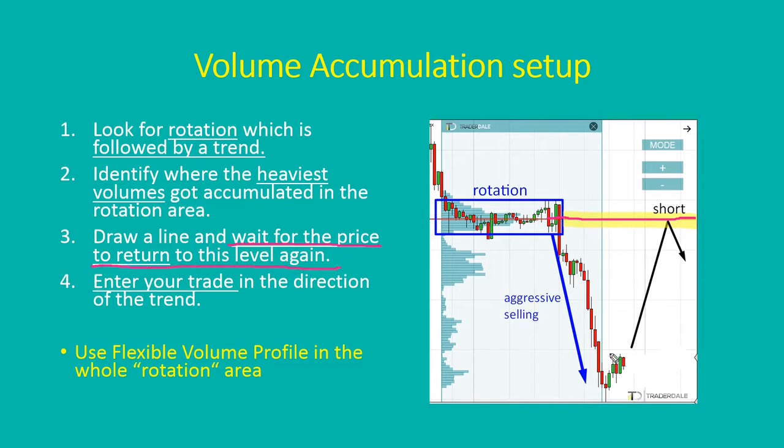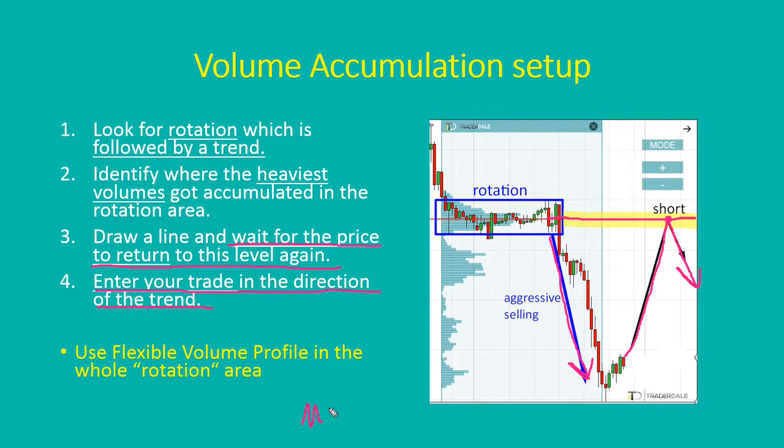So you are waiting. You can use limit orders or you can set some alarms, but you do nothing until the price reaches this level again. And when it hits the level, you don't wait for any sort of confirmation. You enter your trade at first hit. Alright, and you enter in the direction of the trend. So in this case there was a downtrend which followed the rotation, so you'll be entering a short.